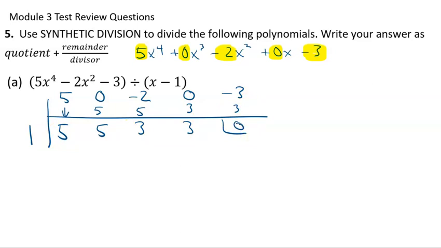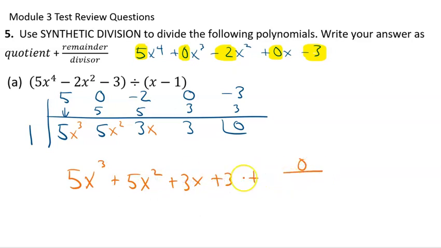Now, that is not your answer, okay? You must go back and write your answer in correct form. The box down here, that's the remainder. This is the constant. This is the x squared, x to the third. So my final answer is 5x to the third, this is the quotient, plus 5x squared plus 3x plus 3. And the remainder is plus 0 divided by not 1, but x minus 1.